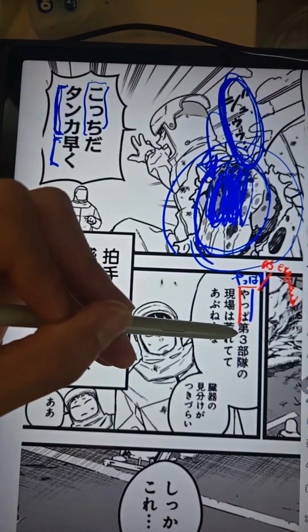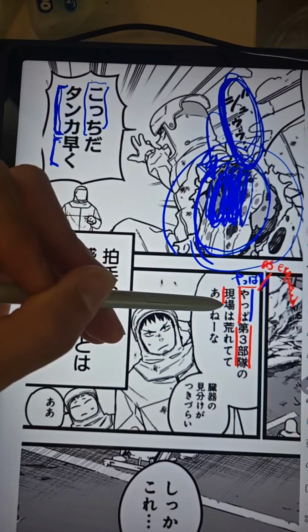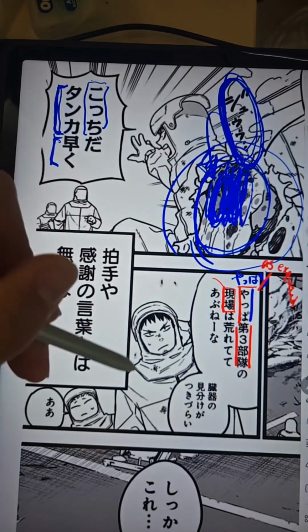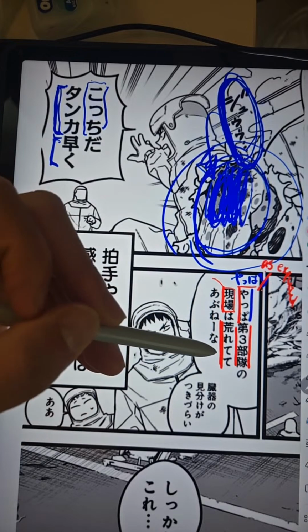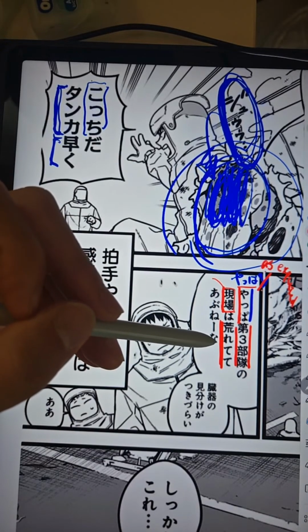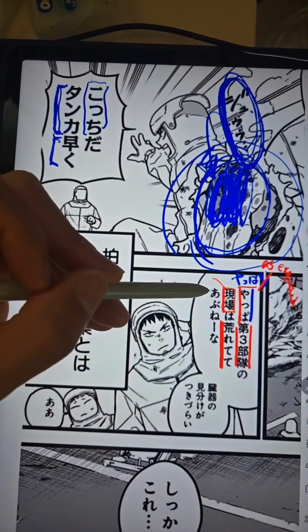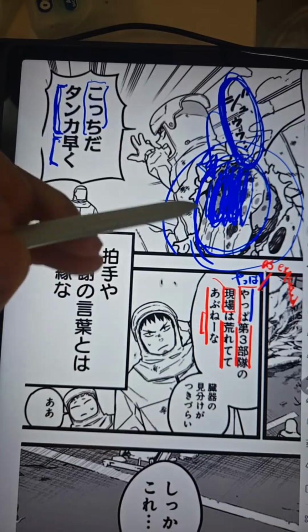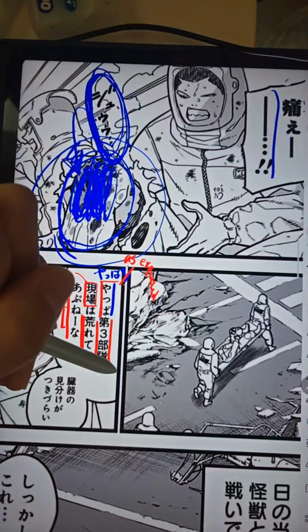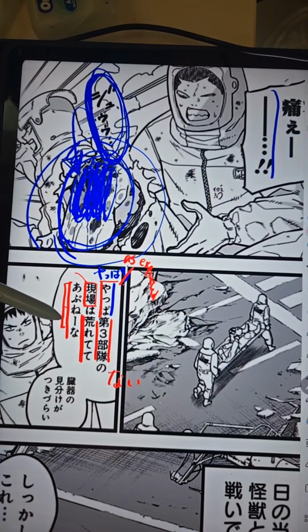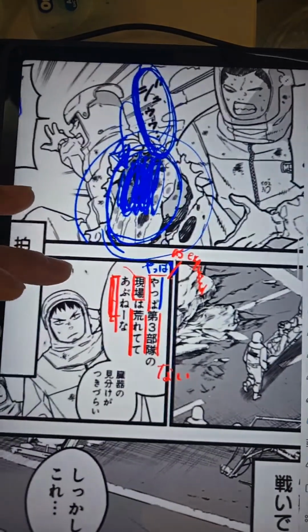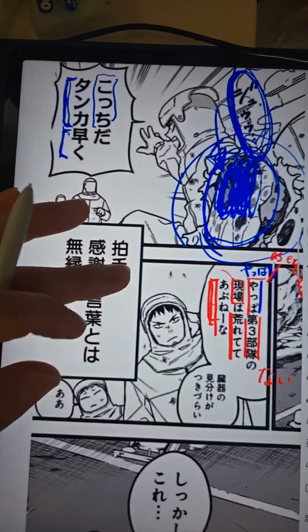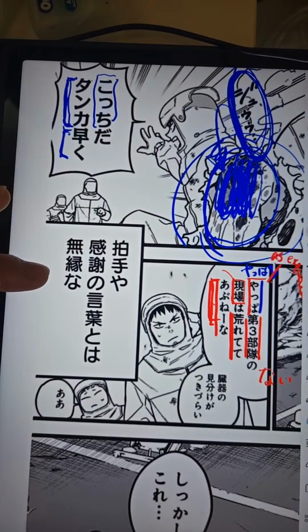Yappa, as expected. 第三部隊, the third troop の現場. Genba is the actual scene. 現場は荒れてて, 荒れる is when something, a place is messy. 荒れていて, 危ねえな. 危ねえ, ne is also another way to mean negative, ない. 危ない. So it's dangerous. As expected, the actual scene after the third troop is messy and is dangerous.